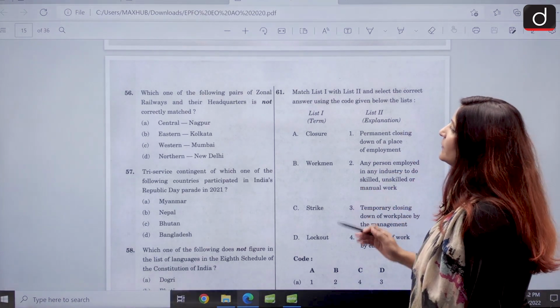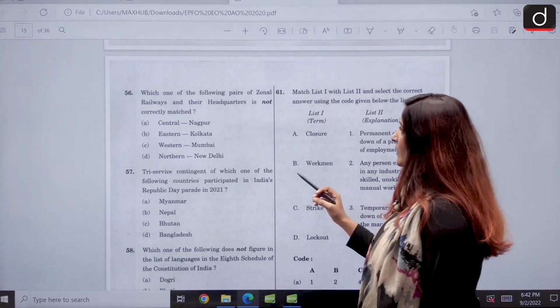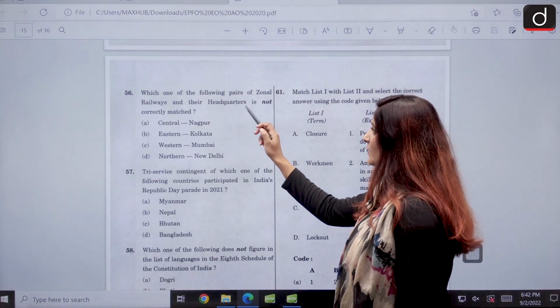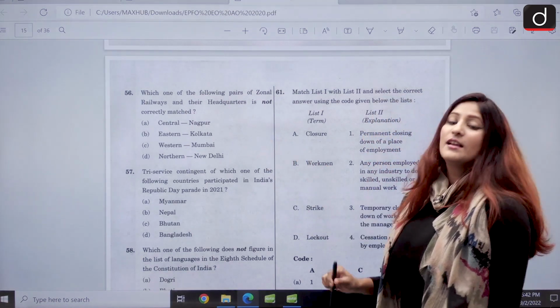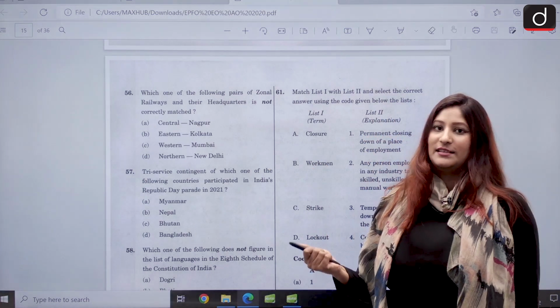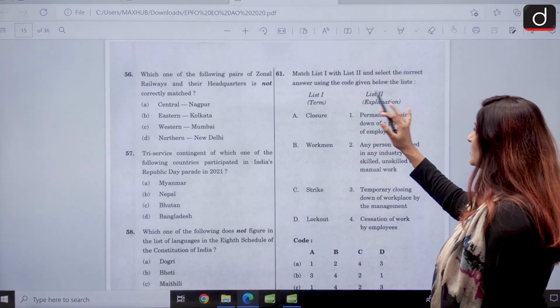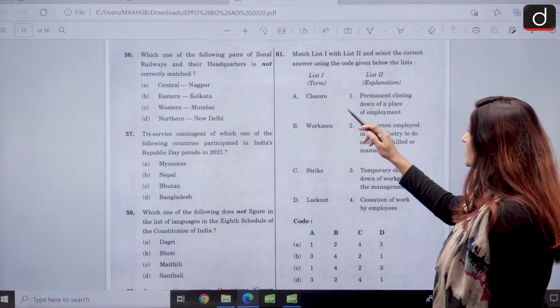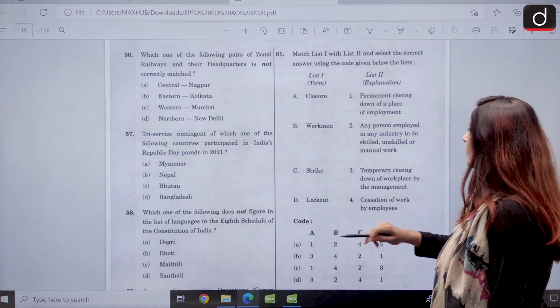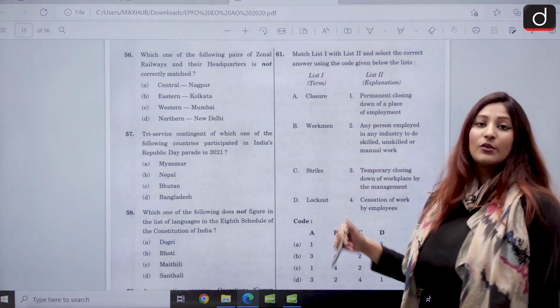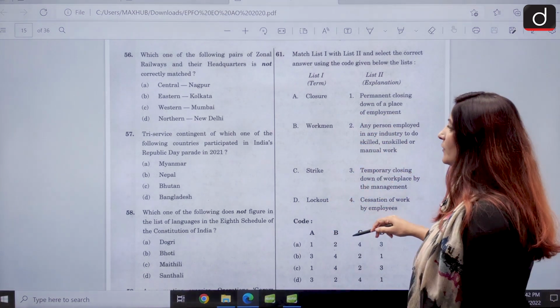Then, which one of the following pairs of zonal railway and their headquarters is not correctly matched? This you can read in the polity segment, okay? Then match list 1 with list 2. Closure, workmen, strike, lockout. What does it mean? So this could belong to your polity, all right?